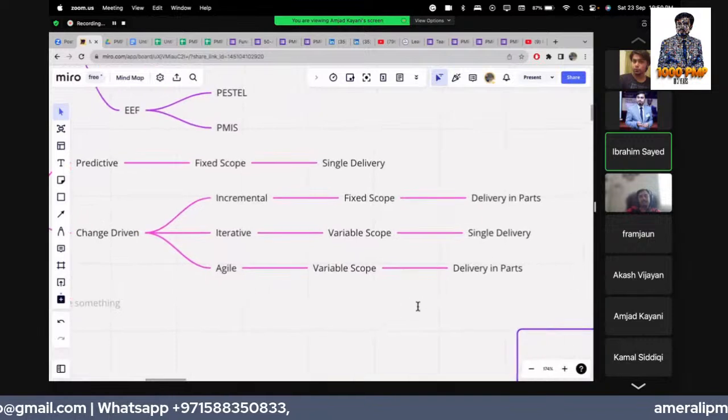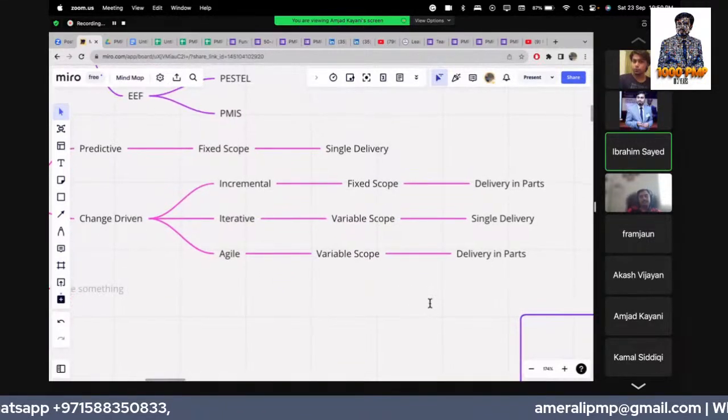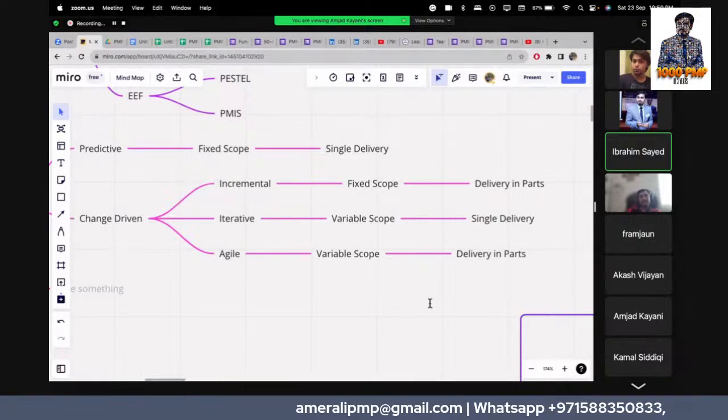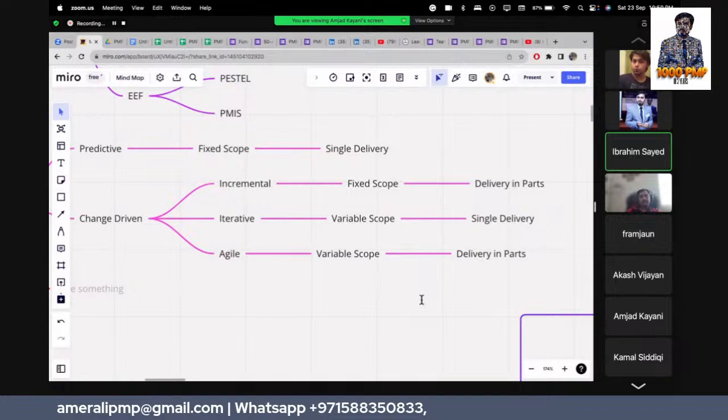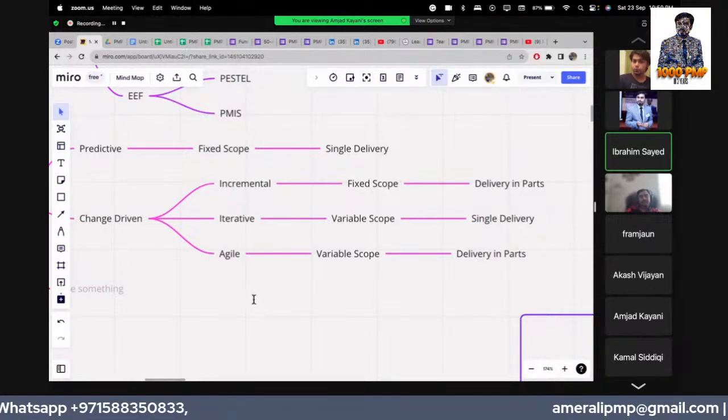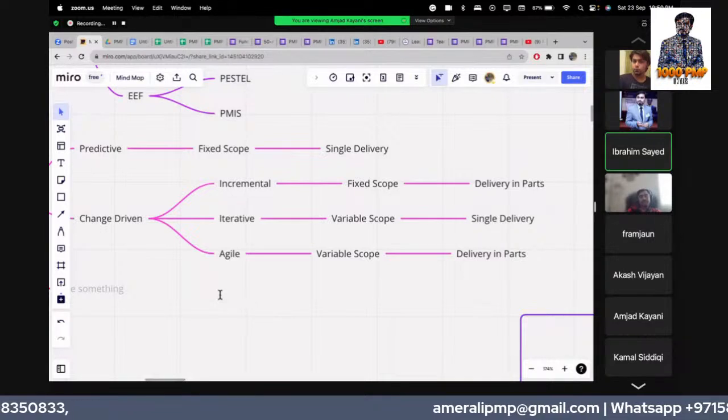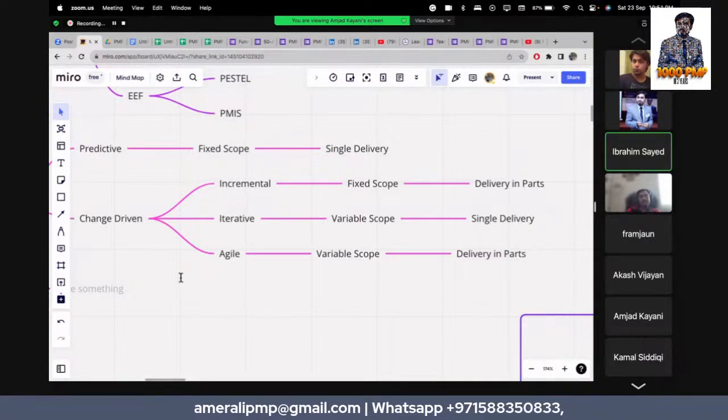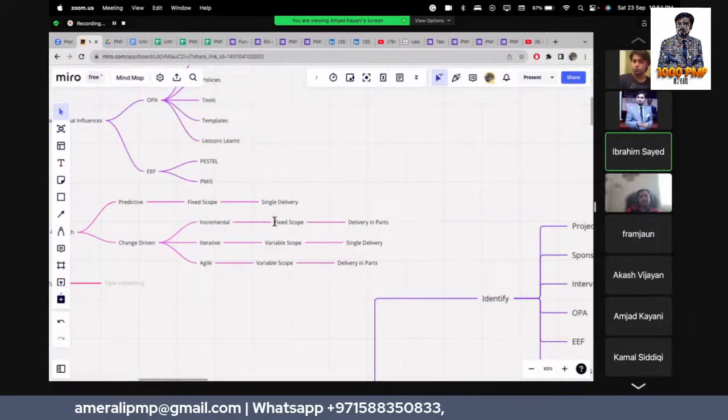In change driven, there are three types of development approaches. First is incremental, where the scope is fixed and we deliver in parts, like a movie series. In iterative, the scope is variable in accordance with the customer and we give a single delivery, for example fashion design. In Agile, both scope and delivery change in accordance with the customer needs.